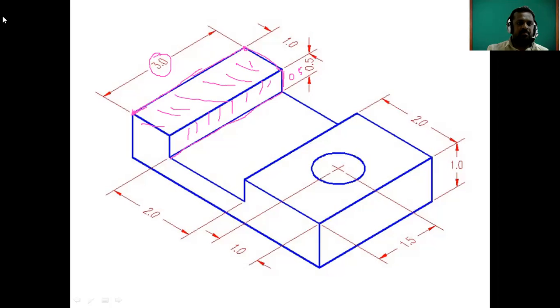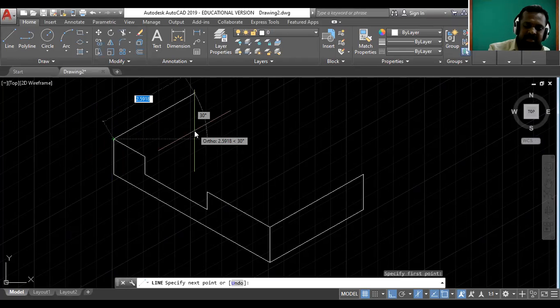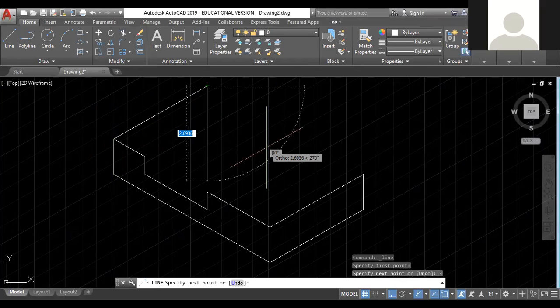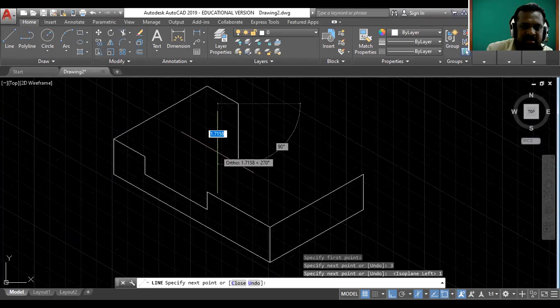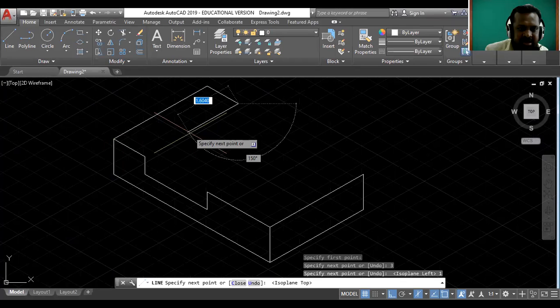Take the line, click on the line, select this point. It is 3 mm, enter. Then again, it is not changing the plane. Then how to change the plane? F5 key. In this side, it will be 1 mm, enter. And in the downward side, it will be 0.5 mm. Just wait. F5 and directly join this point.